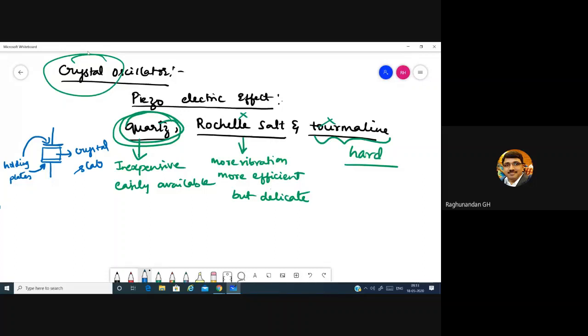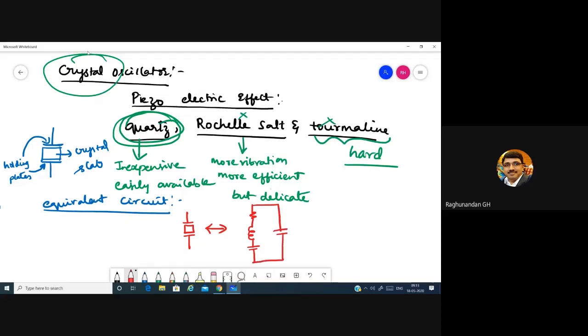After this, the next one is the electrical equivalent circuit of the crystal. So what is the equivalent circuit of the crystal? The equivalent circuit of the crystal is the combination of RLC components: resistor, inductor, capacitor. So it is a combination of all these three things. RLC.